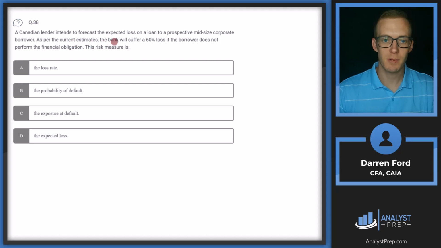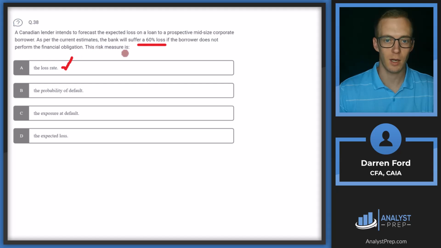As per the current estimates, the bank will suffer a 60% loss if the borrower does not perform the financial obligation. So our risk measure is this 60% loss if the borrower does not perform the financial obligation. What is this 60% loss measuring? We've got A, loss rate. That sounds like it could be our answer. The 60% loss is referring to the loss rate, it sounds like.